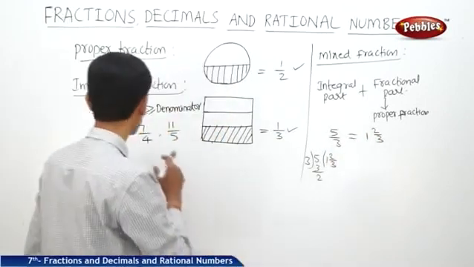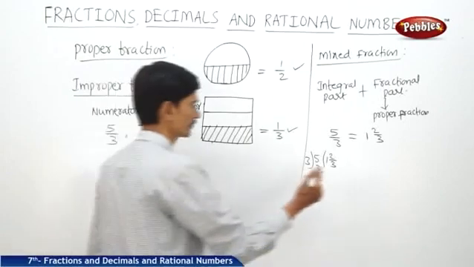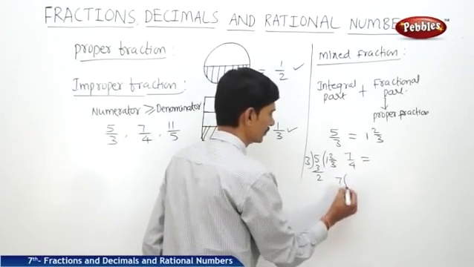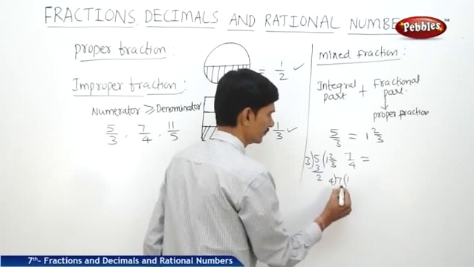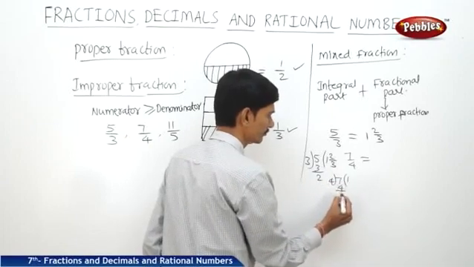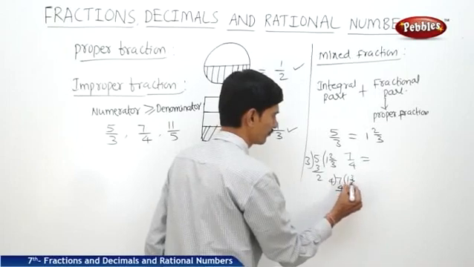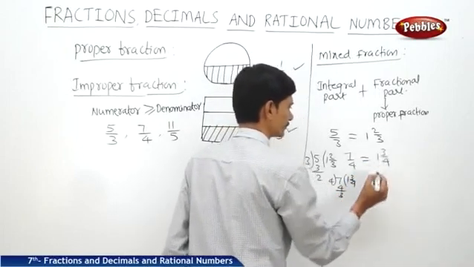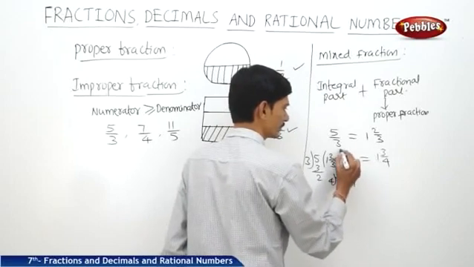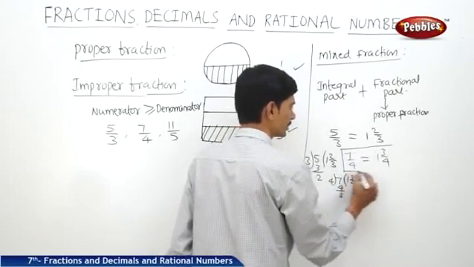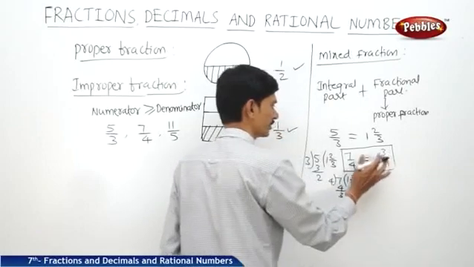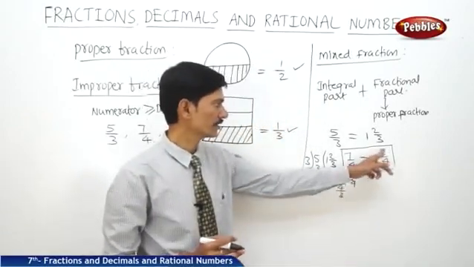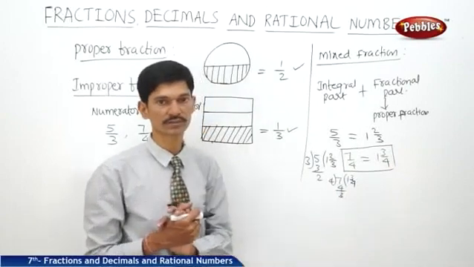Now if you take another improper fraction 7 by 4, so this 7 by 4 equals to, if you divide 7 by 4, 4 ones are 4, and 7 minus 4, 3 remainder, 3 by 4. So this equals to 1, 3 by 4. So this improper fraction 7 by 4 can be written in the form of mixed fraction as 1, 3 by 4. So here also 1 is the integral part and 3 by 4 is the fractional part.